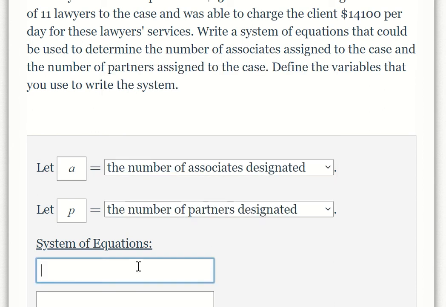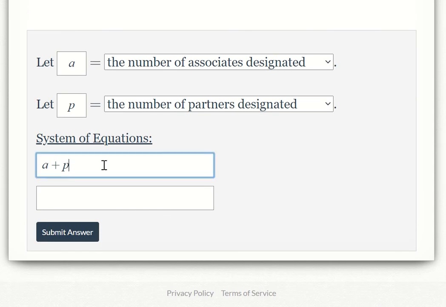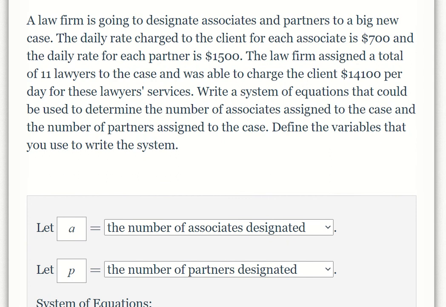So there's two equations. I know that if I add the number of associates plus the number of partners, we're told that there were 11 lawyers in total, right? So there's 11 of them. So the associate lawyers plus the partners in the firm equal 11. And then we also have this equation that involves their money for their services.